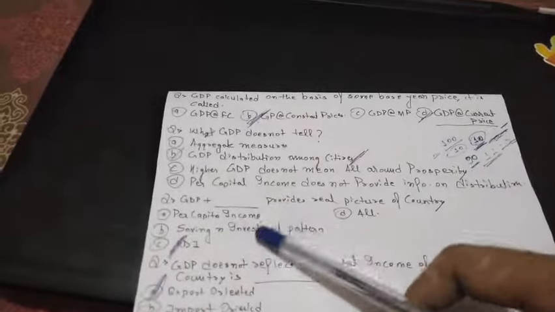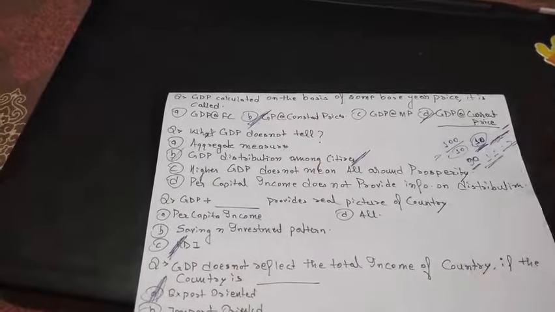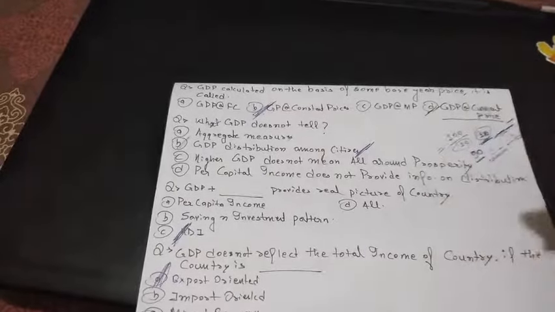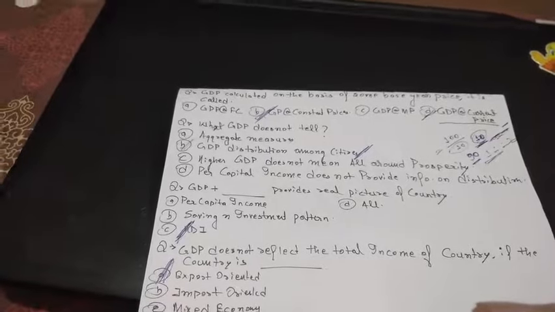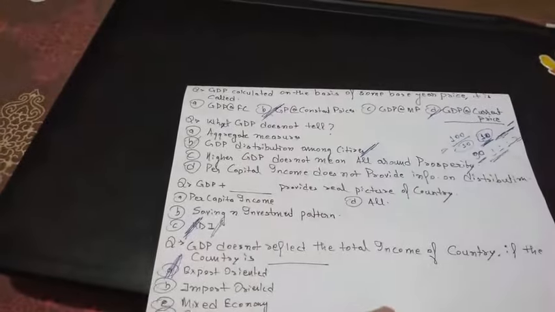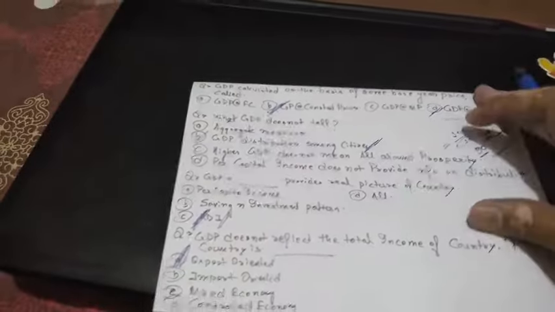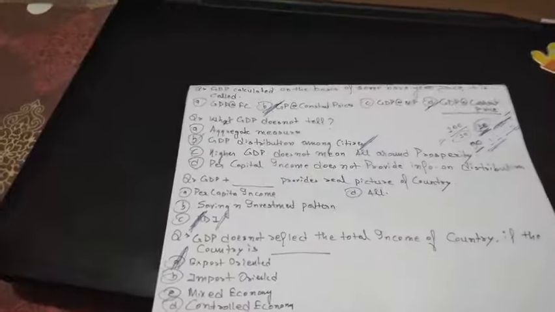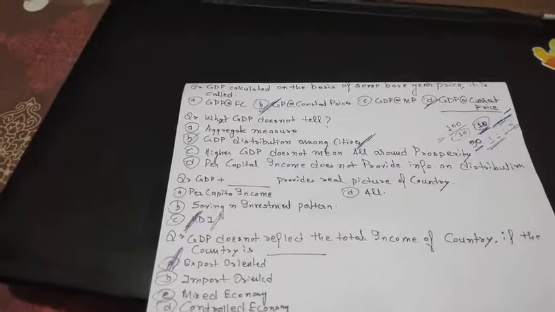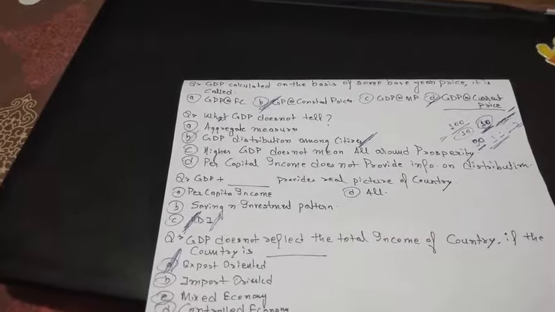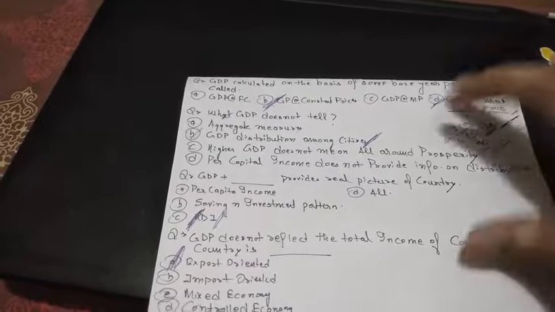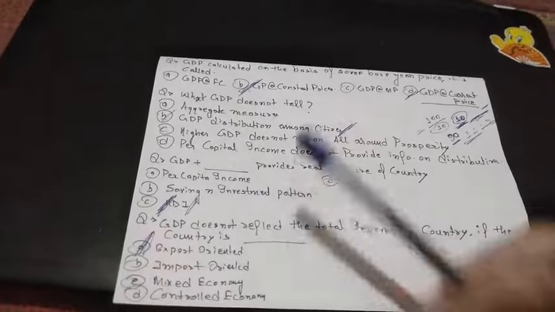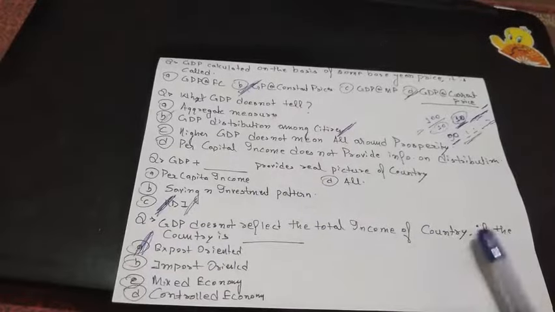Next question, GDP plus dash provides the real picture of the country. GDP alone does not tell anything about the real picture of the country. Whenever GDP is combined with the Human Development Index, then only it gives the real picture of the country, because the Human Development Index takes education, literacy, knowledge, and health, everything into concern, and shows the real picture of the country.